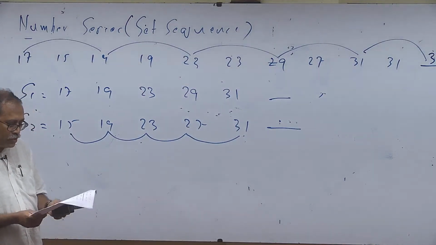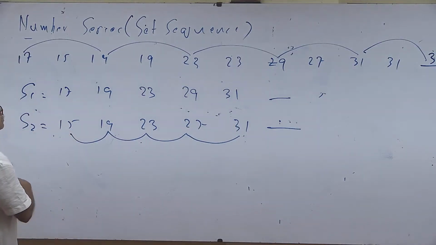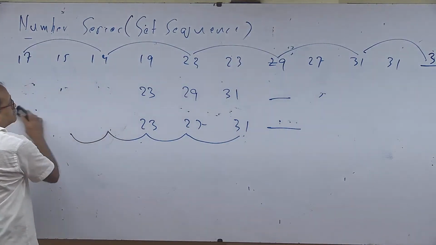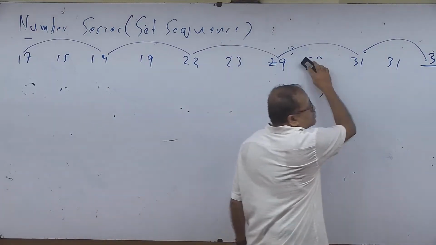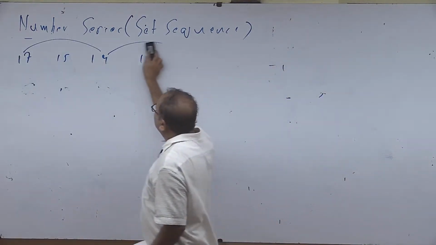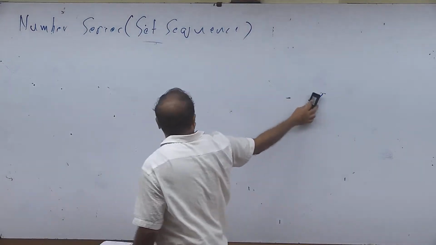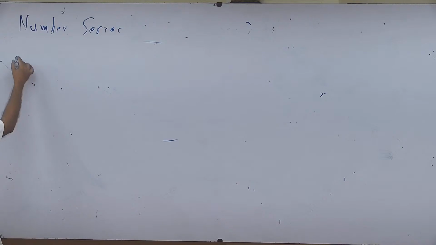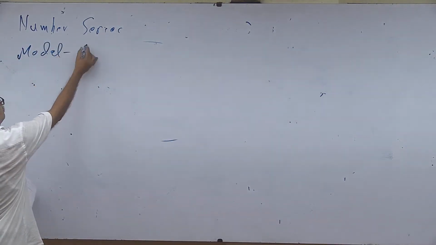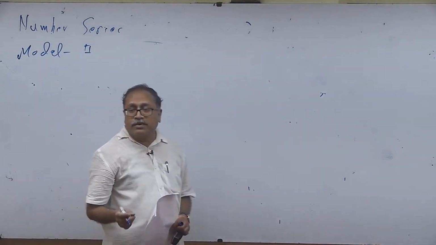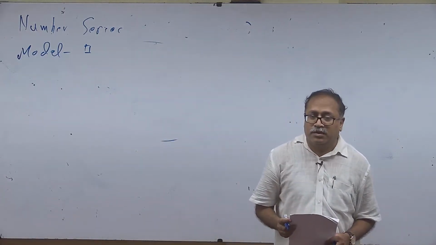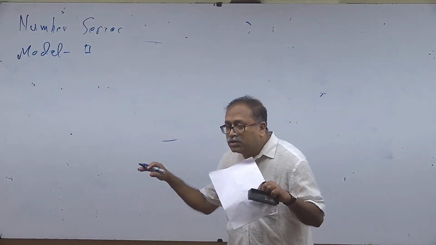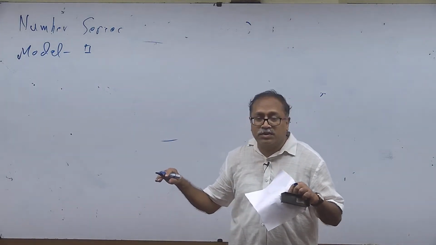Okay, that is the different kind of questions of series, finding out the next number. Now, I will go for model 2, where a sequence will be given and one wrong number is placed in it. You need to identify which number is not following the logic in the sequence.